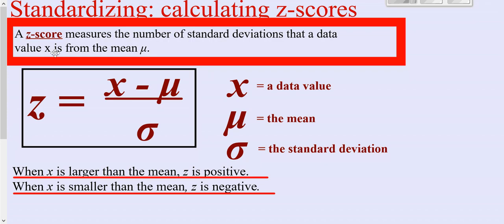Now we're going to get into z-scores, and that's going to be the main focus here. And it does tie into your density curves that we just talked about. A z-score measures how many standard deviations a certain data value is above or below the mean. So to figure out how many standard deviations, you take your data value minus your mean divided by your standard deviation. And that tells you how many standard deviations you are above if it's positive, or below the mean if it's negative.